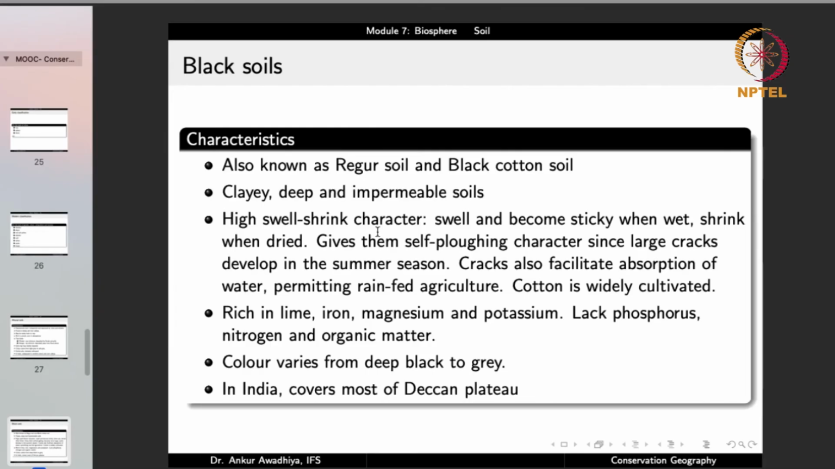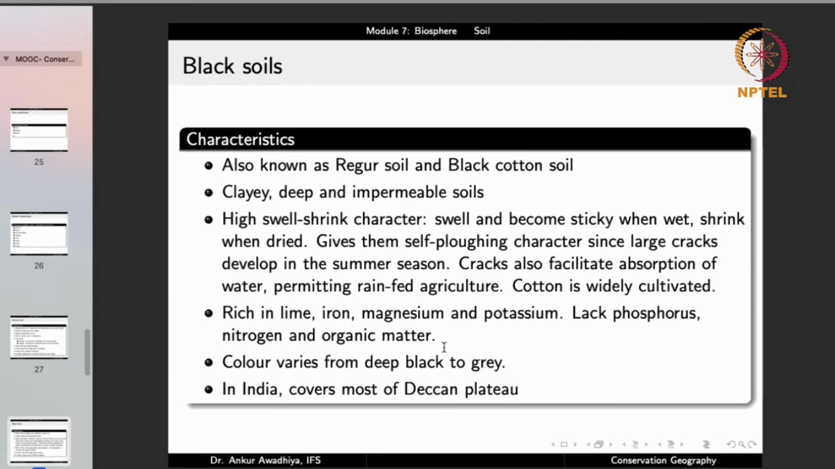They have a high swell and shrink character given by the clay. They swell and become sticky when wet, they shrink when dry. This gives them a self-plowing character because large cracks develop in the summer season, facilitating absorption of water, permitting rain-fed agriculture, and cotton is widely cultivated. This soil is rich in lime, iron, magnesium, and potassium. Lacks phosphorus, nitrogen, and organic matter.